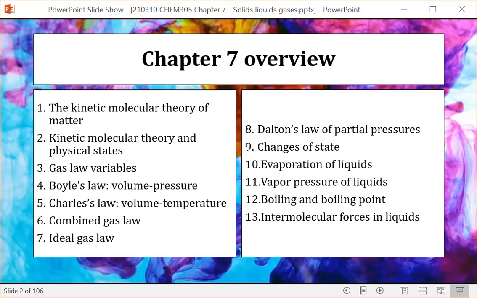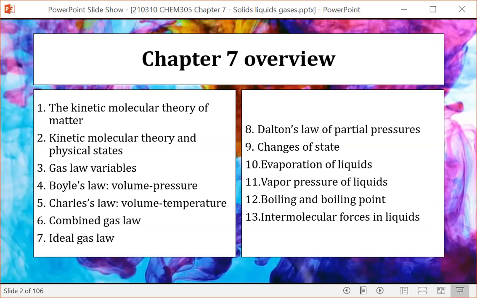So we're going to talk about kinetic molecular theory. This describes how the motion of individual molecules or atoms corresponds to the physical state of that substance. So whether something's a solid or liquid or a gas, we can determine that by talking about how the molecules are moving on an individual level. And that's kinetic molecular theory. So we'll start out chapter 7 with that.